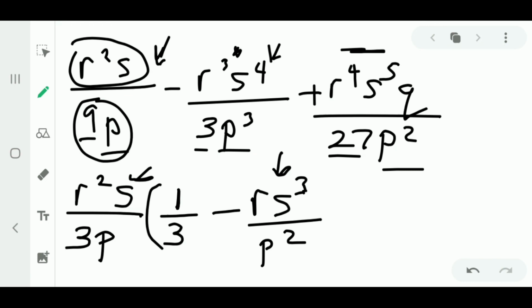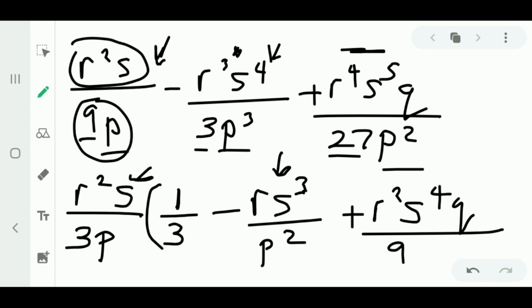So now we're going to do the last term. So it is plus r squared s to the 4 q, 3 9s are 27, so 9 and p.